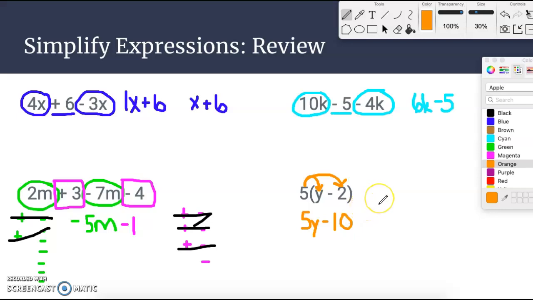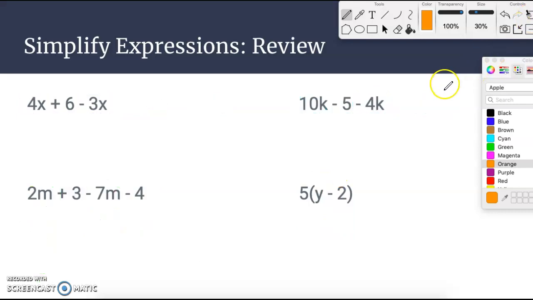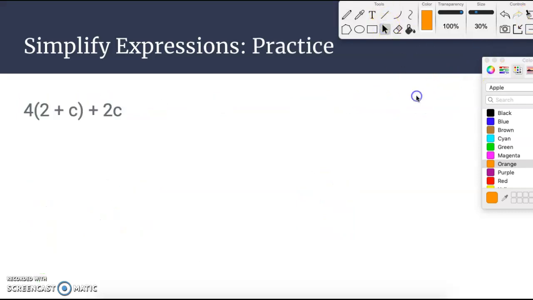Okay, so what happens if we have an expression that includes both the distributive property and like terms? That's what we are going to look at on the next slide. So something like 4 times the quantity 2 plus c plus 2c. Okay, notice that this plus 2c is not inside the parentheses. It's separate from that group. So we follow those order of operations.